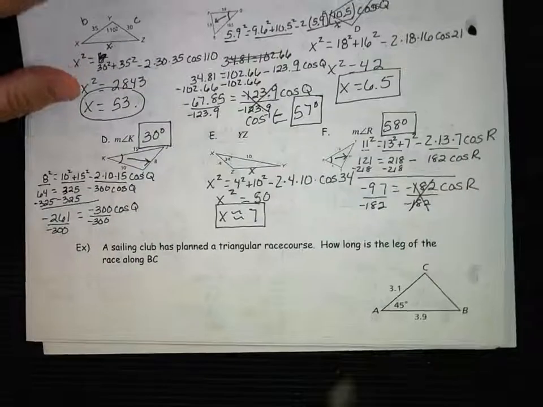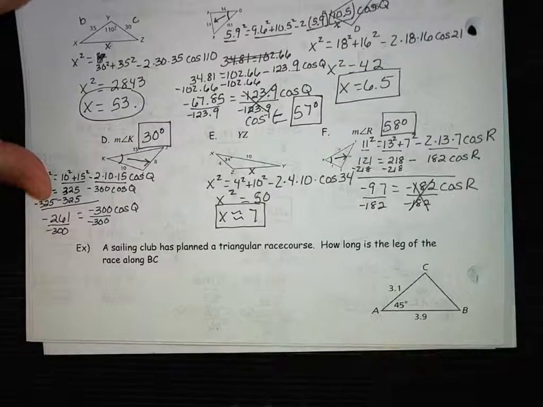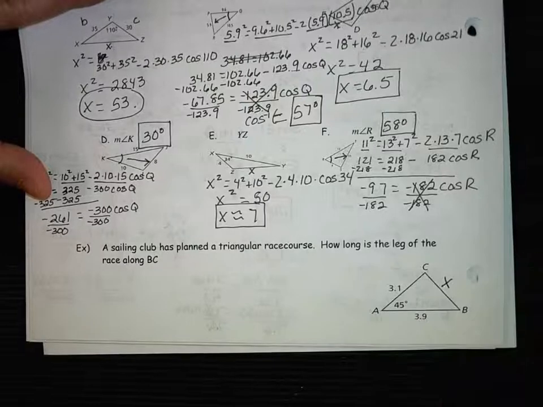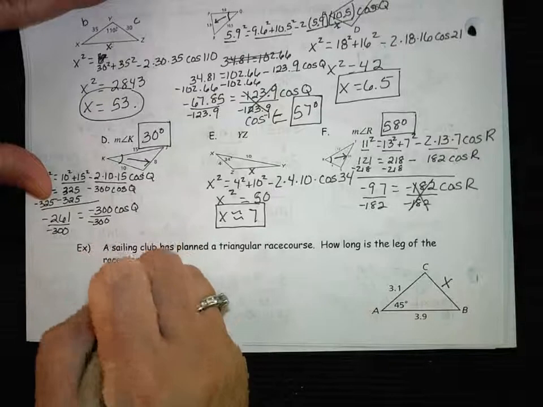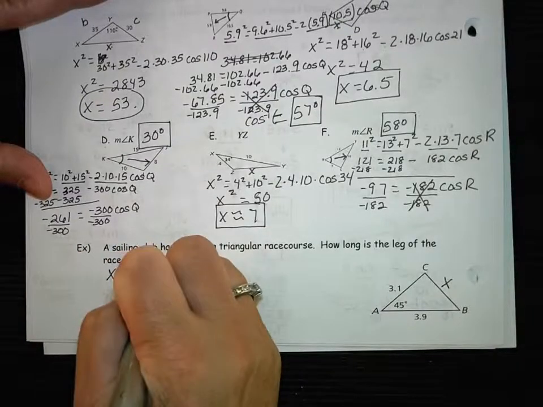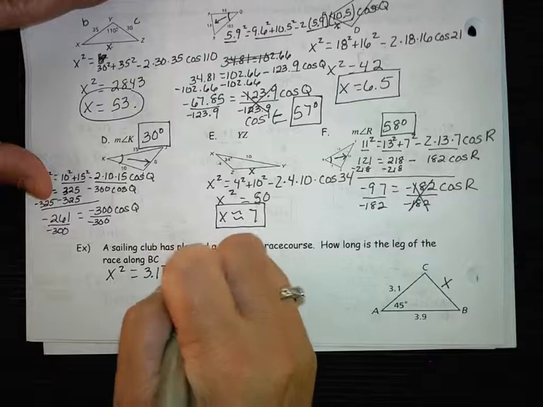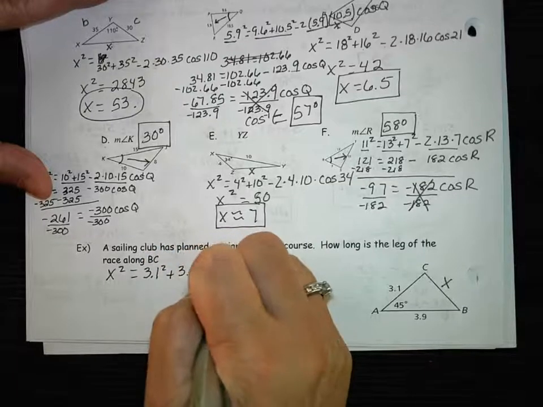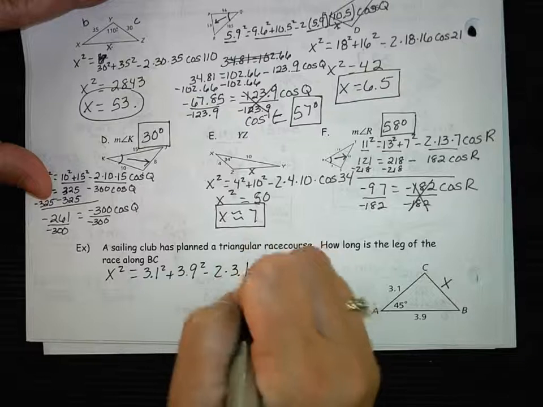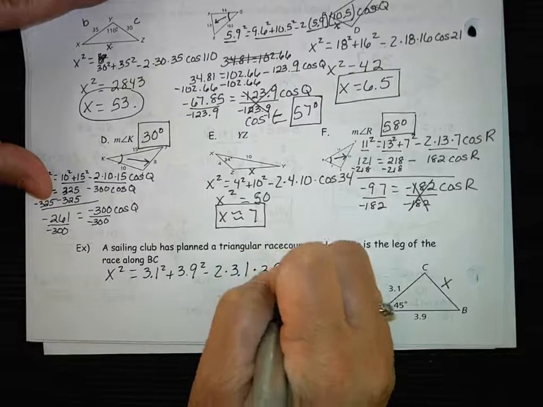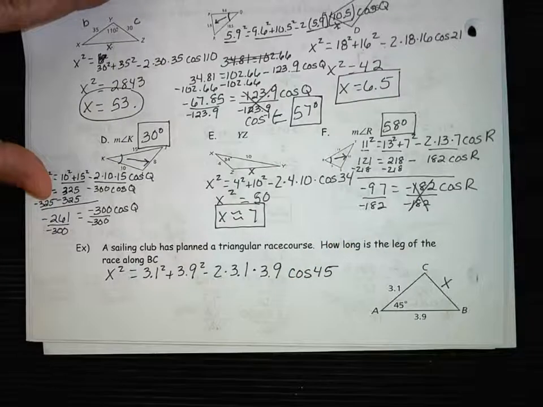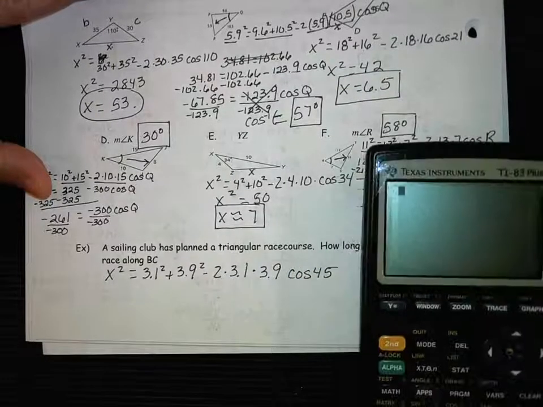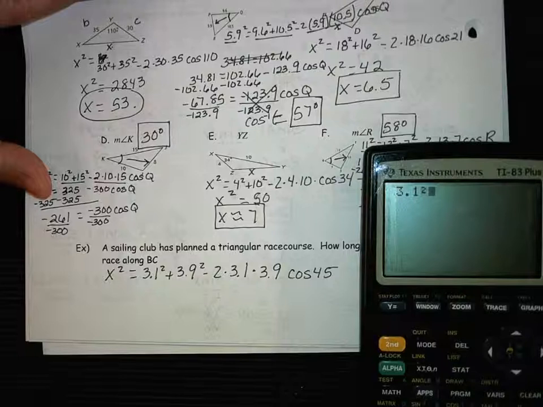And the last one is Sailing Club has planned a triangular race course. We are asked to find this. This is the first type of question that we have. X squared equals 3.1 squared plus 3.9 squared minus 2 times 3.1 times 3.9 times the cosine of 45. And once you get those numbers in there, it's just a matter of entering it into your calculator.